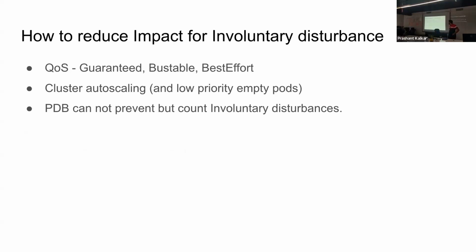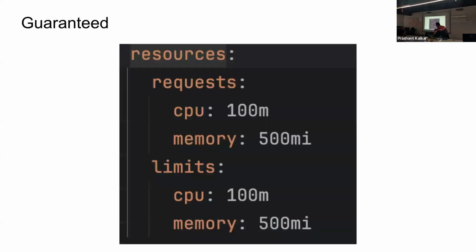So how do I reduce the impact of the involuntary disturbances? There is something called quality of service. When the eviction process starts, it actually starts choosing the pods to remove. There is some criteria by which it says that these are the worst pods, I don't want this. That is the quality of service. There are three buckets in which the pods are laid out: guaranteed, burstable, and best effort. I will quickly show you how that is defined.